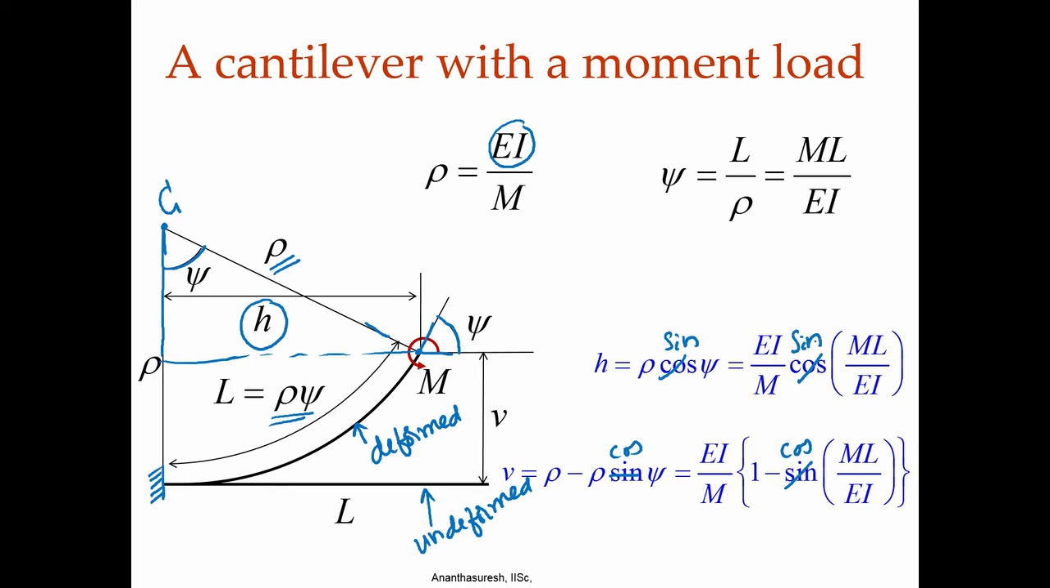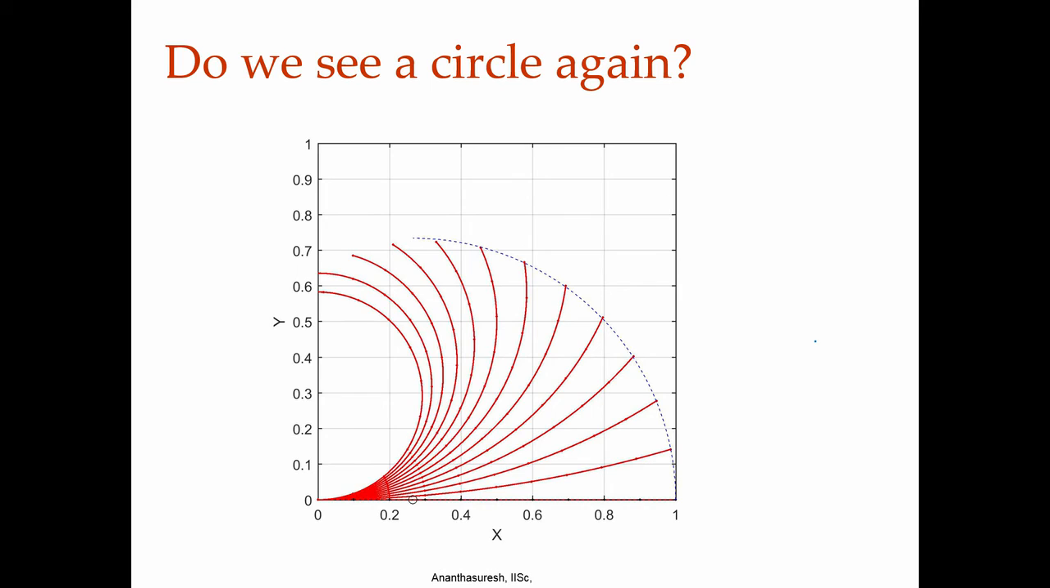and the slides that we will put up as a supplementary file will have these corrections done. So, sin and cos we have, we get this h and v. If we were to plot here, do we see a circle again?